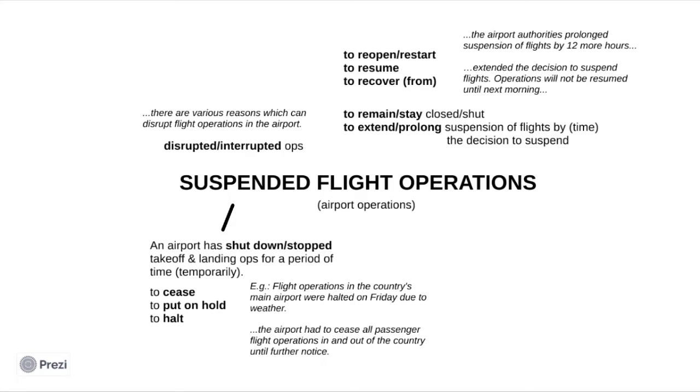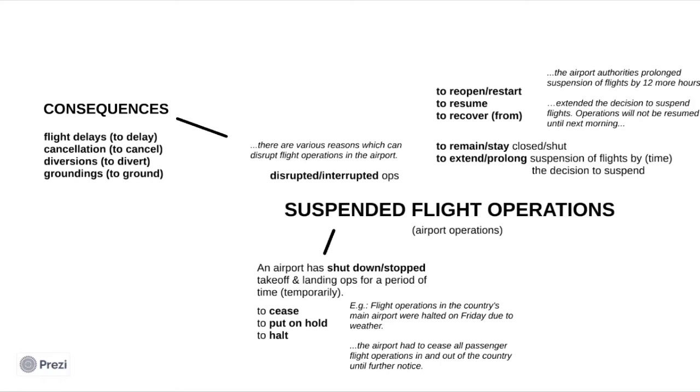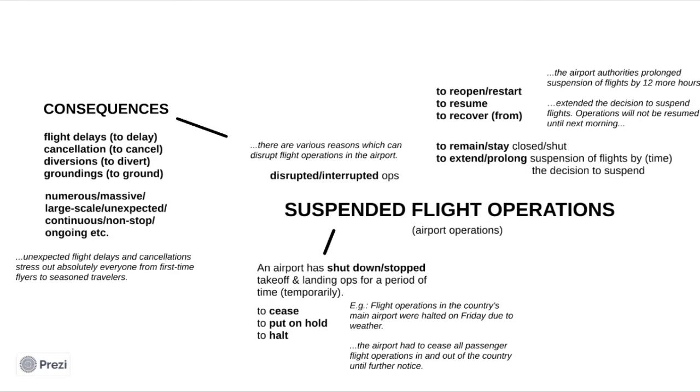The first logical link regarding this wider topic is that you need to be able to talk about the consequences of disrupted airport operations. A question at an interview may sound something like, what may suspended flight operations lead to? So obviously, flight delays, cancellations, diversions, and groundings, of course. The airport or airlines may ground airplanes or flights due to whatever reason. Let's add a few adjectives. For example, numerous, or massive, large-scale, or unexpected, continuous, non-stop, ongoing, etc. For example, unexpected flight delays and cancellations stress out absolutely everyone, from first-time flyers to seasoned travelers.